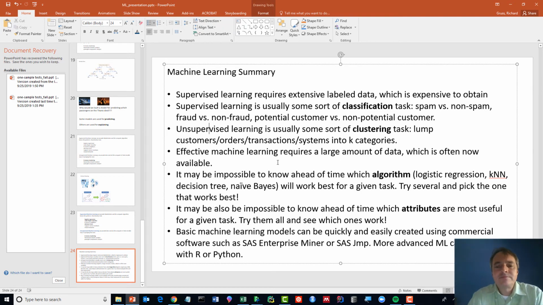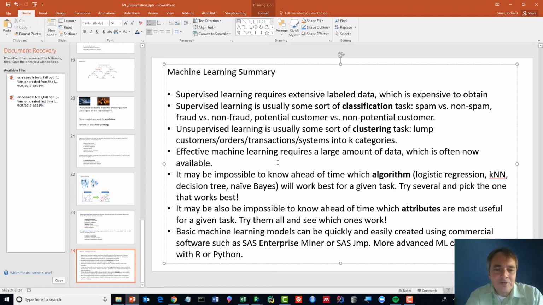Okay, and here's an interesting one. It may be impossible to know ahead of time which algorithm, like of the ones that we saw, will work best for a given task. So sometimes logistic regression is going to be your best classifier. Sometimes, naive Bayes. It really just depends on the task. It depends on the data. It depends on the range of your data. Depends on a lot of things, and you can't really know ahead of time.